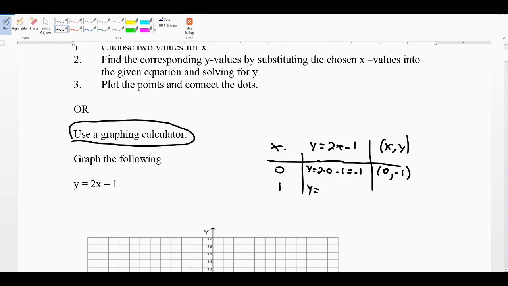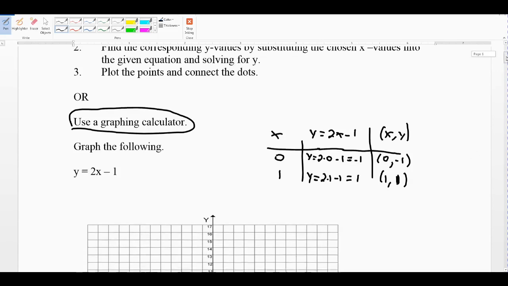Now let's do the same thing for x equals 1. 2 times 1 is 2. 2 minus 1 is 1. So when x was 1, y was 1. So 1 comma 1 is the second point. I can use a third point if I want to, but I really don't want to, though. You can. So I have 2 points.